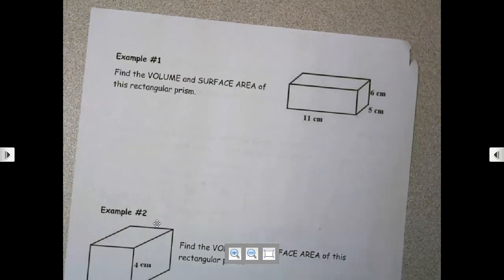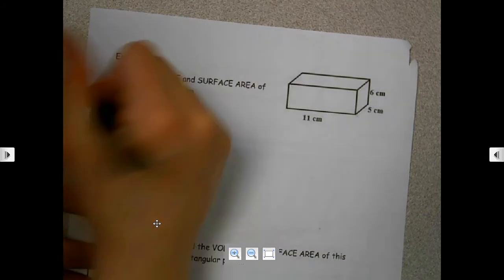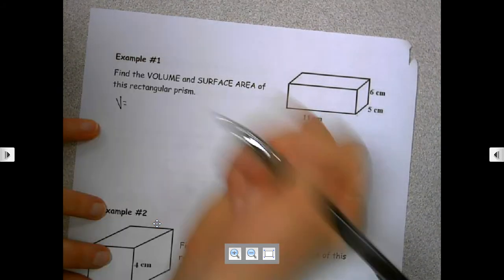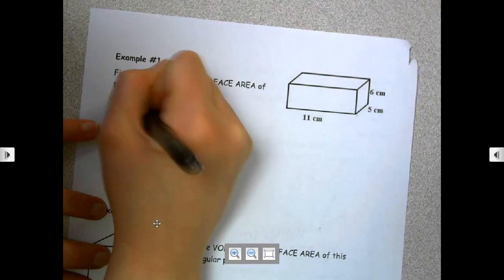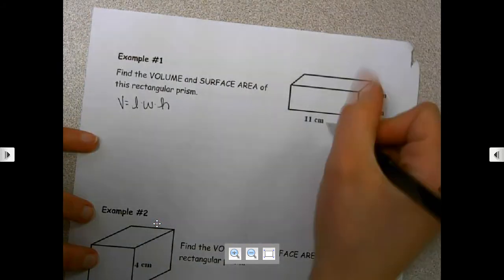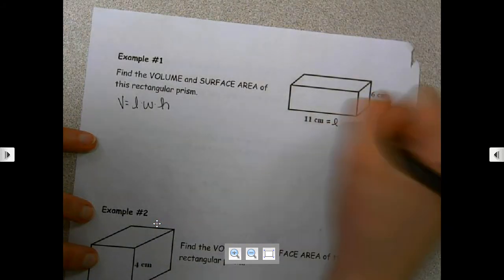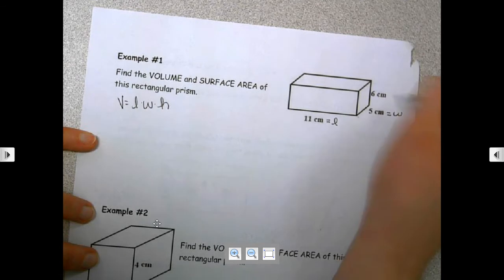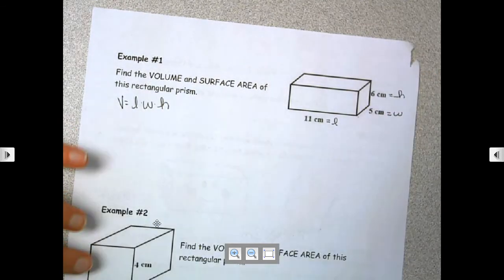Our first example, we are going to find the volume and surface area of this rectangular prism. So like circles, we are going to rewrite the original formula. Let's try volume first. Length times width times height. Now at this point, you want to identify what you're using as the length, what you're using as the width, and what you're using as the height.